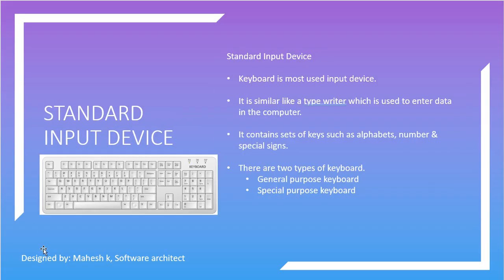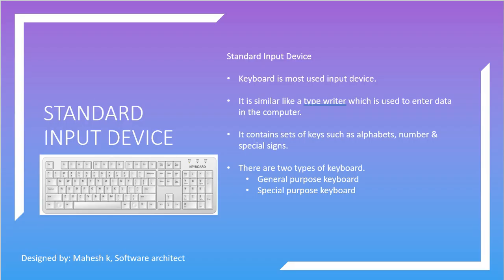So the standard input device is the keyboard. The keyboard is the most used input device. It is similar to a typewriter and is used to enter data into the computer. It contains a set of keys: alphabet, numbers and special sign keys. There are two types of keyboard: general purpose keyboard and special purpose keyboard. We will learn both types.